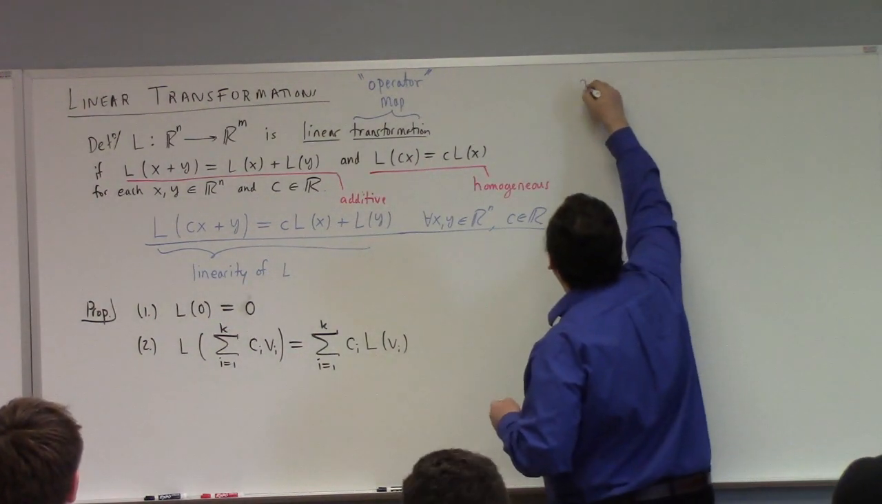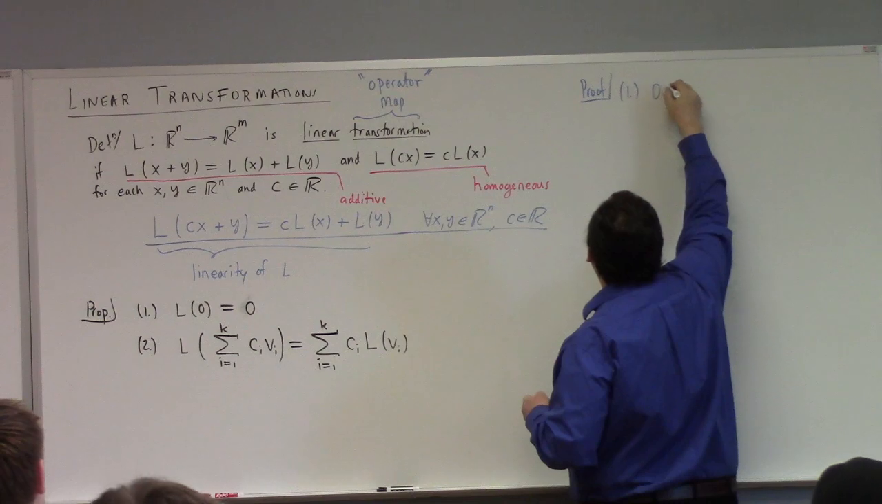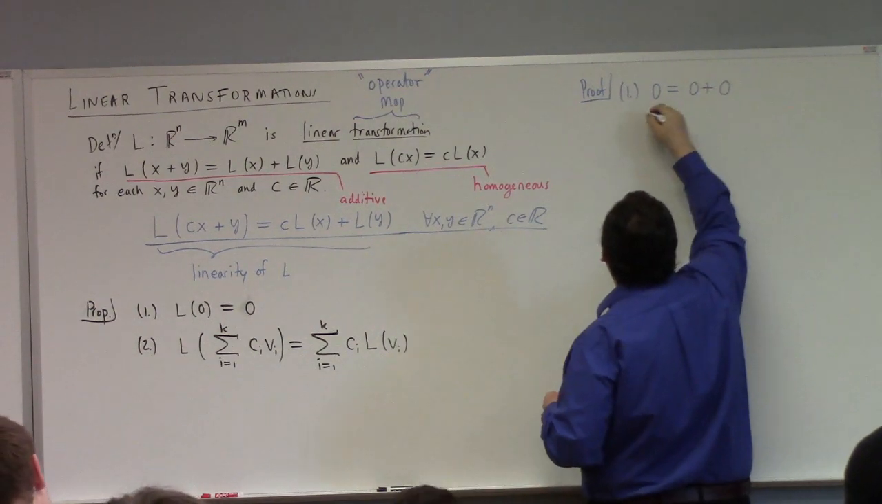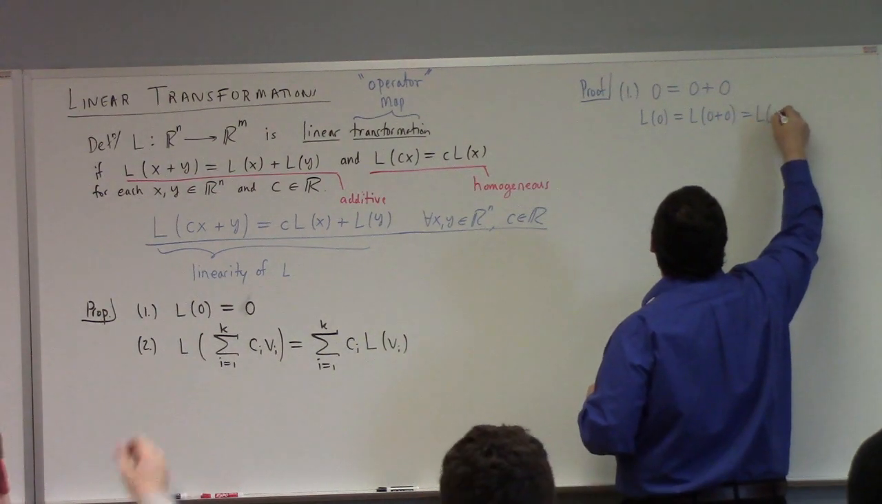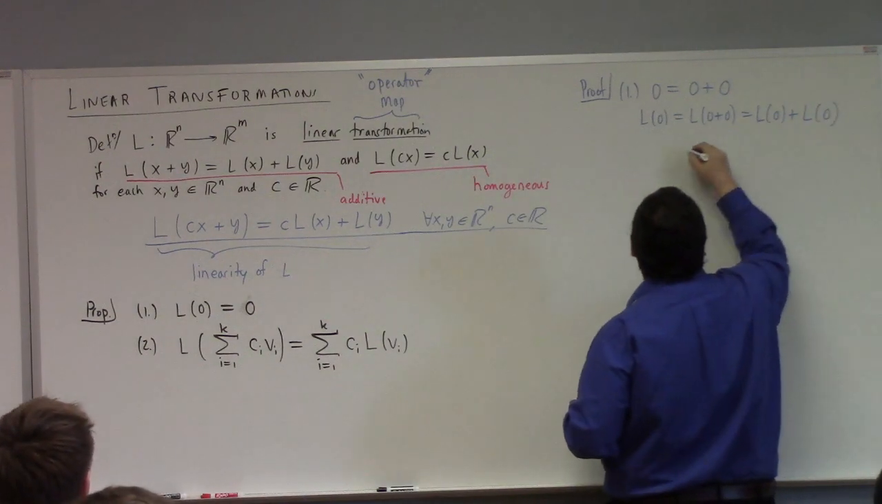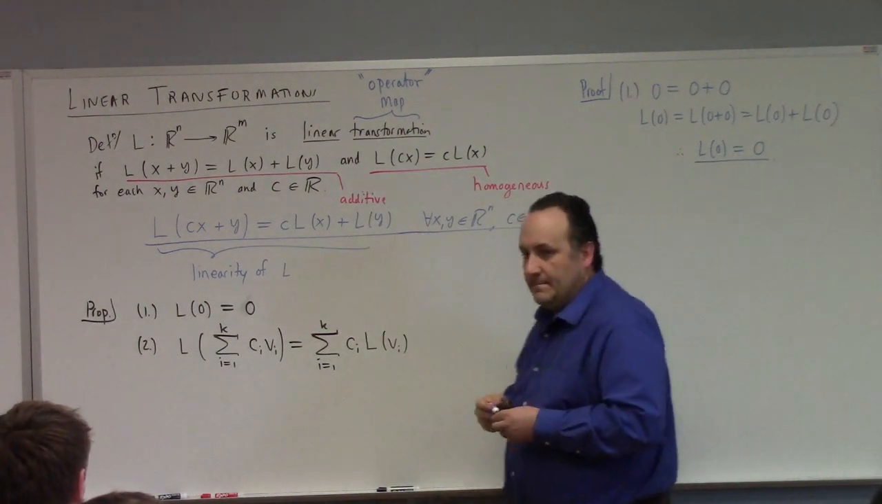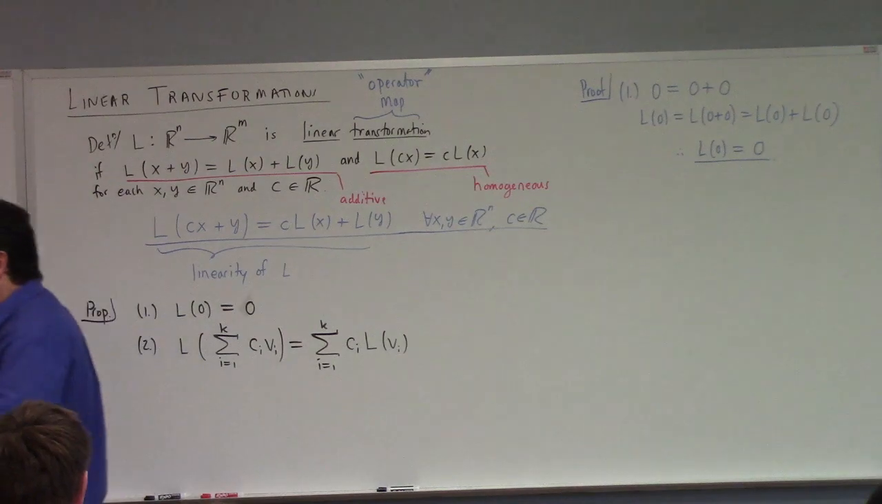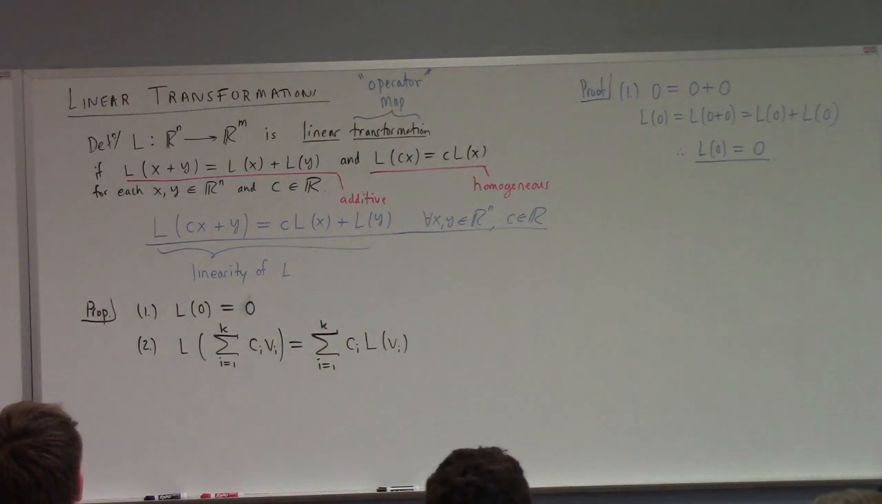So I don't prove everything in here, but here's a proof. For 1, what's 0? 0 is equal to 0 plus 0, right? So L of 0 is equal to L of 0 plus 0, which is equal to L of 0 plus L of 0. Therefore, L of 0 must be equal to 0. Subtract L of 0 from both sides of that equation, and we immediately get that 0 has to map to 0. This is one of the fundamental properties of a linear transformation. Maybe the first thing I check if I'm in doubt about whether or not something's a linear transformation. If it maps 0 to 0, hey, there's a chance, right?